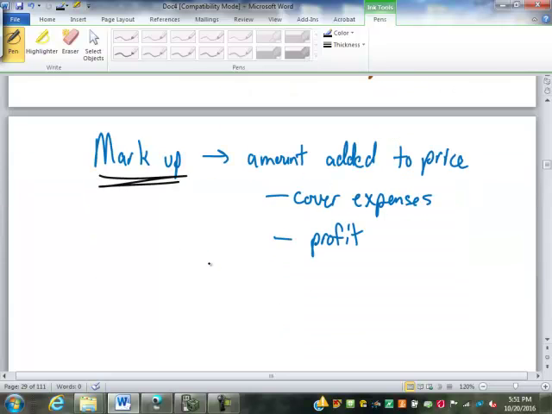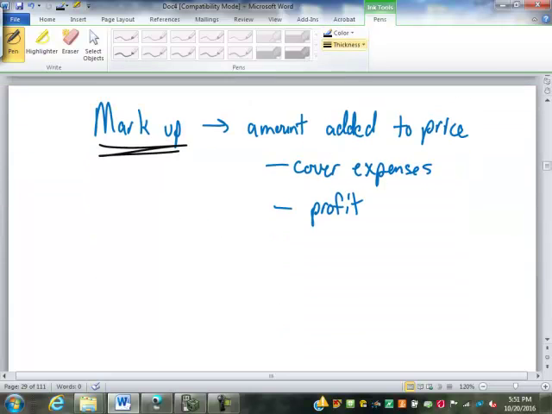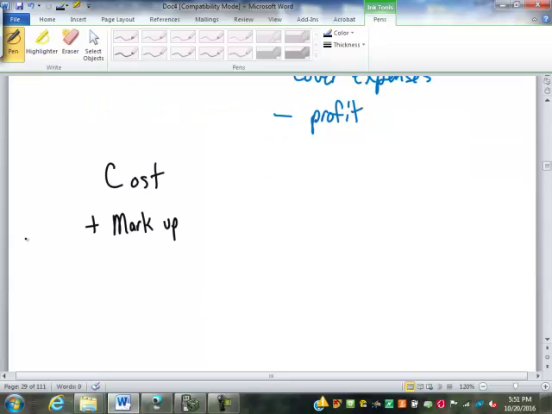Markup, the formula that governs all of this is going to be cost plus our markup equals our selling price. And that formula is going to do 90% of what we're going to do in this section of the unit.